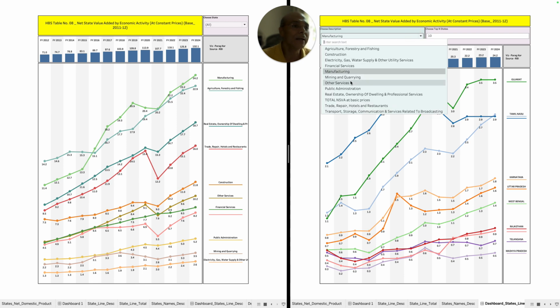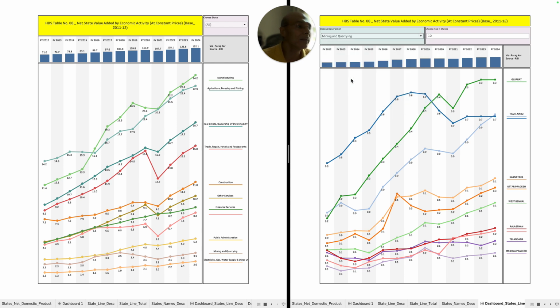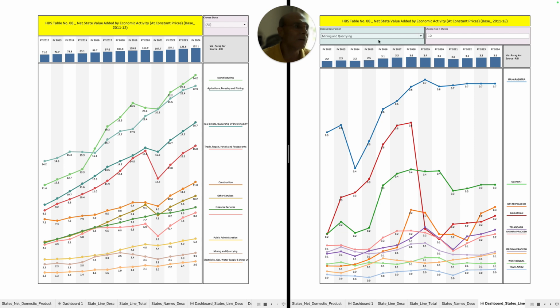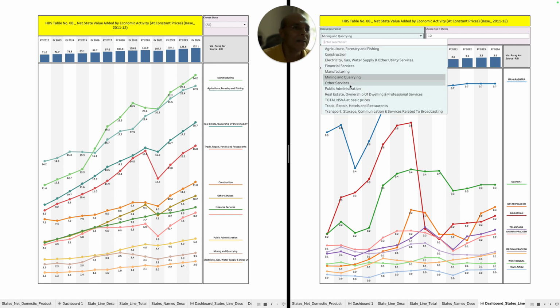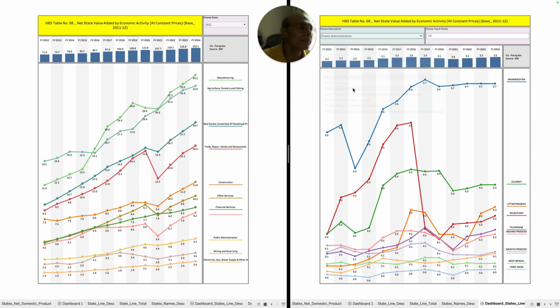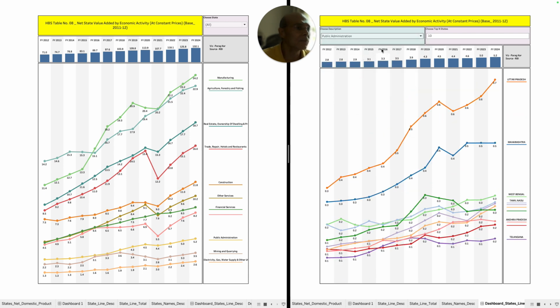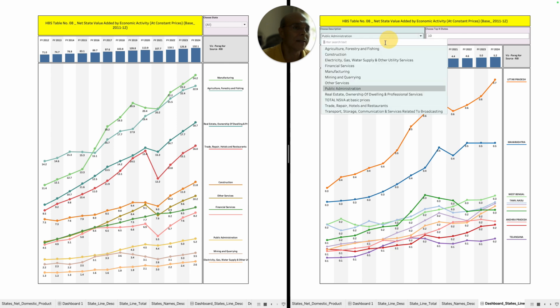Now let's look at mining and quarry. The mining and quarry numbers are pretty small, so let's forget about that. Then we have got public administration. Public administration numbers are also very small. Uttar Pradesh anyway is ahead of that. So let's look at real estate, ownership of dwellings and professional services.